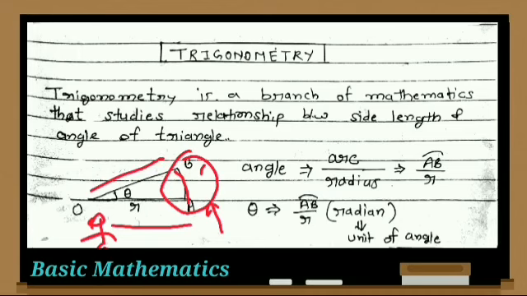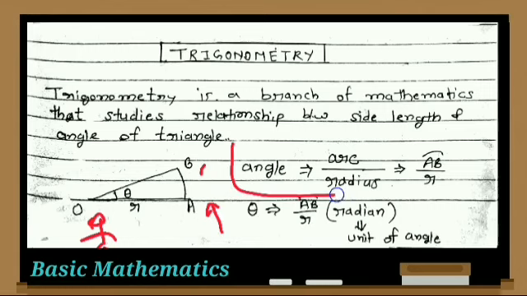As it moves from A to B, the distance does not change. It will remain the same, R, as O to A or O to B. As it moves from A to B, it creates the angle theta. So what is the relation between angle theta, arc AB, and the distance R from the observer to the car? It is given by the formula: angle equals arc upon radius, equals arc AB upon R.